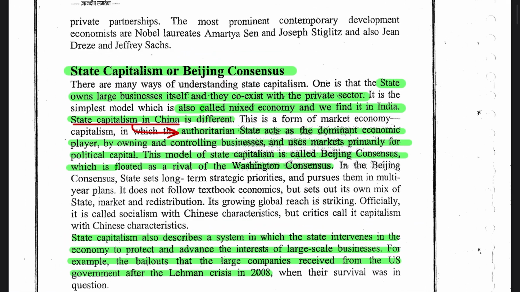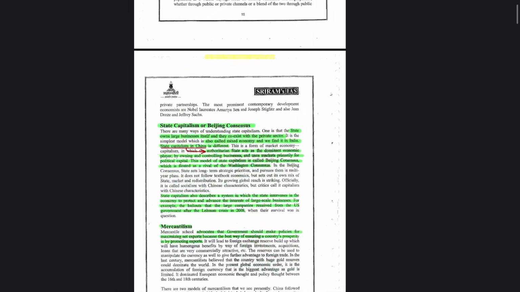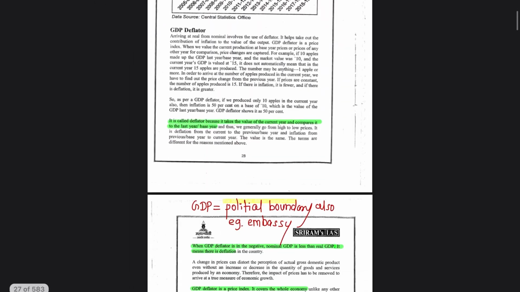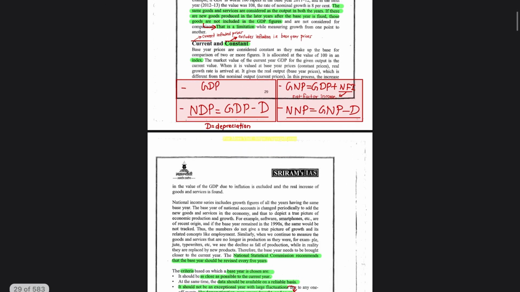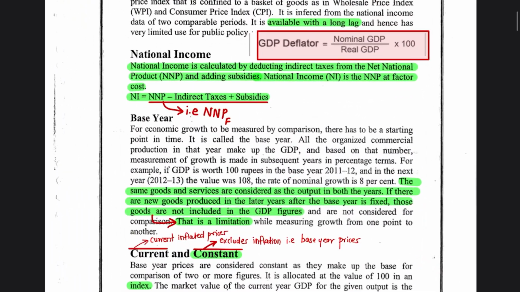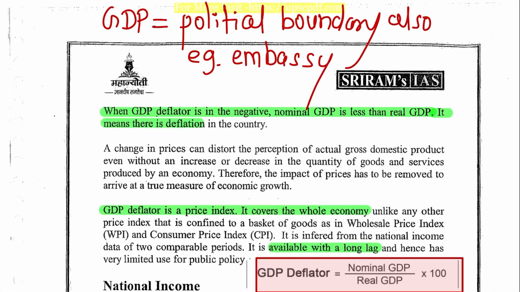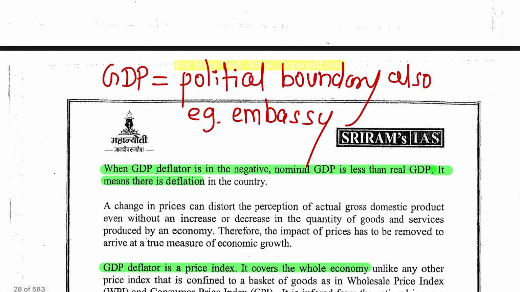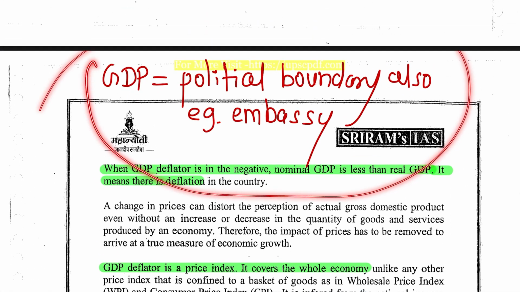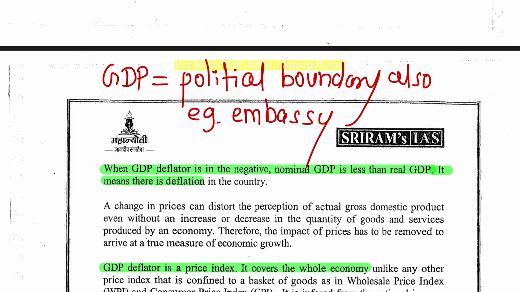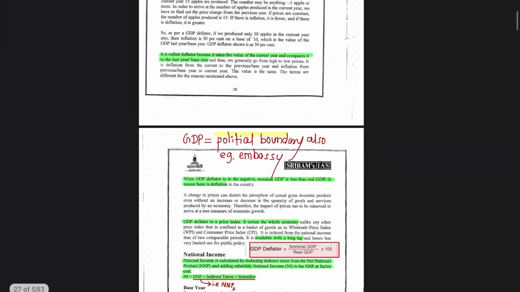Why? Because this book is written in a very lucid manner. You would be able to answer most of the conceptual questions, and sometimes you might need to add some data, and this point applies to every book out there in the market. So for instance, let's say GDP, right? While calculating the GDP, we include the political boundary also, for example, embassies. This point was not mentioned, I think, in this book, so I added it from somewhere else.